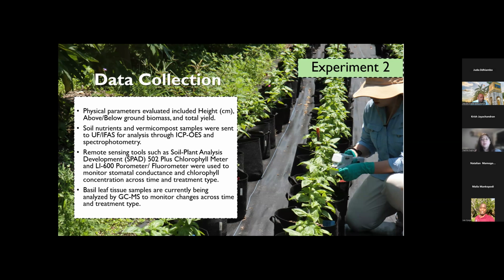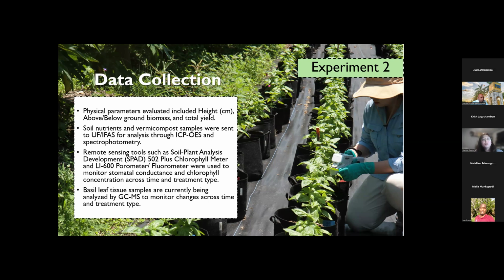The physical parameters that we evaluated included height, above and below ground biomass, and also total yield. And when I say total yield, that just means the total yield of the entire experimental group. Also, I quantified all of the yield for the vermicompost tea treated plants, for instance.